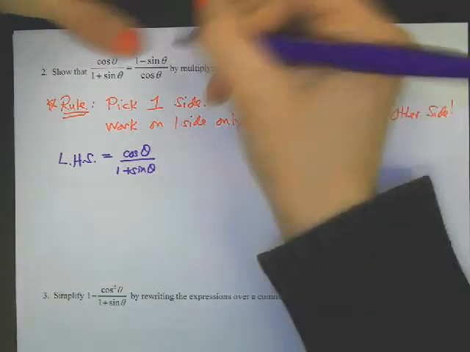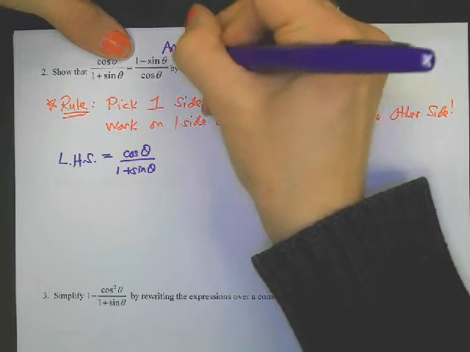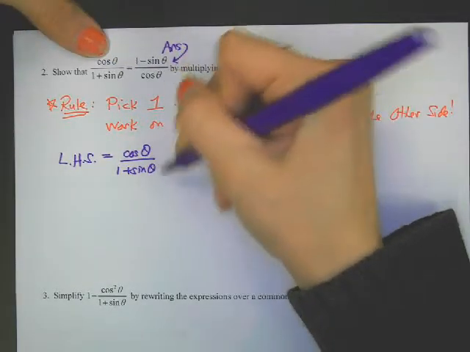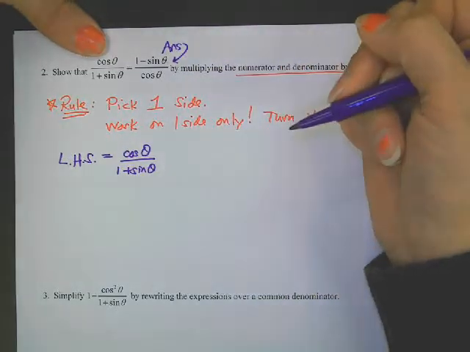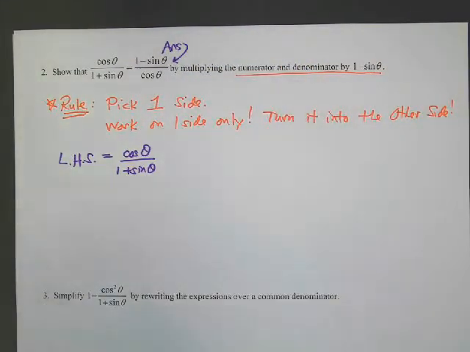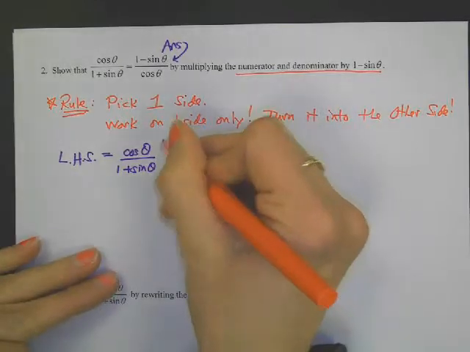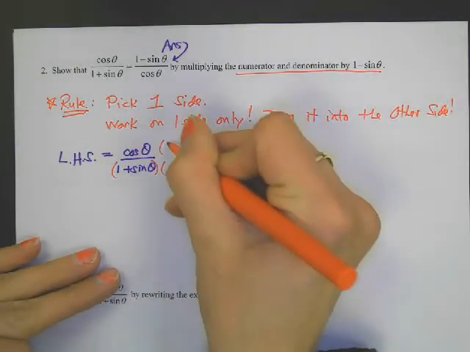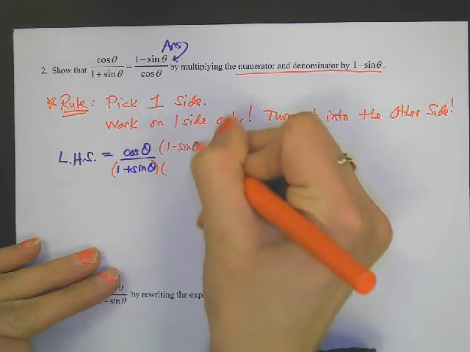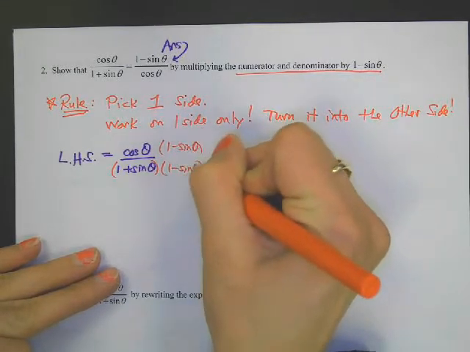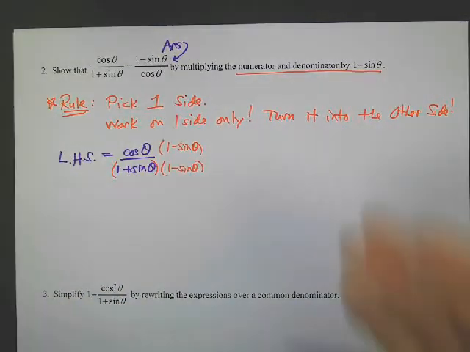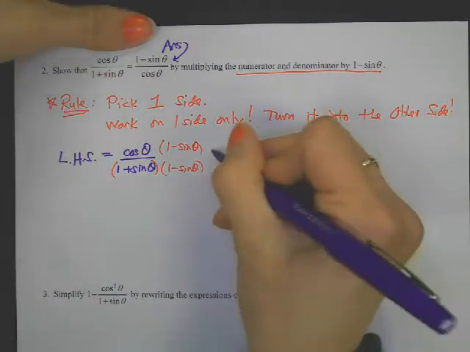So the great news is, there's the answer right there. You know what you have to turn it into. But you have to show all the steps that legally get you there. And the hint that they gave you was multiply top and bottom, put parentheses around that quantity, by 1 minus sine of theta. Okay, this is a very popular technique. You'll get familiar with it. But they're telling you that that's what you should do.